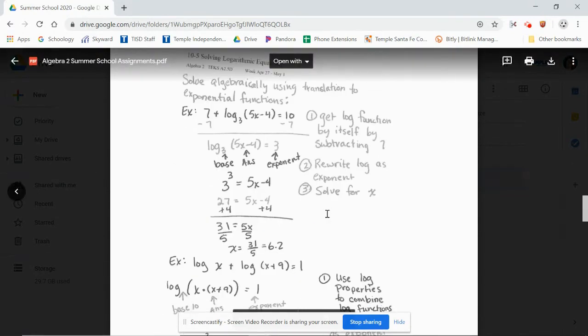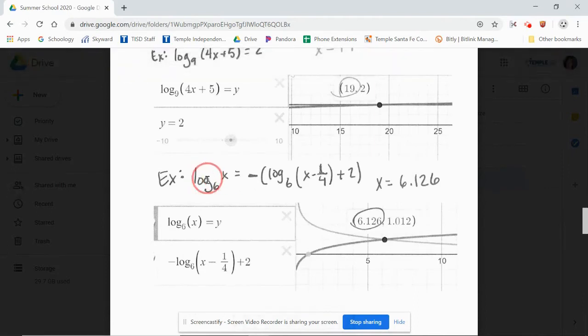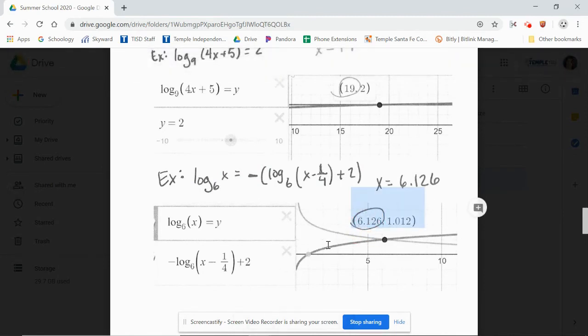The next assignment, again, shows you how to do it by hand or by Desmos. Again, you simply break the equation into two separate parts. The left side equals y, type in the right side, all of it equals y, and then your x is your answer.